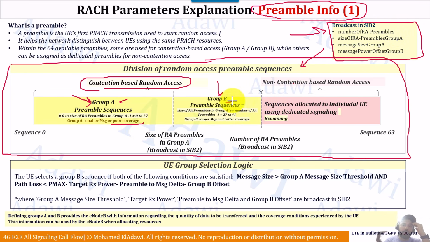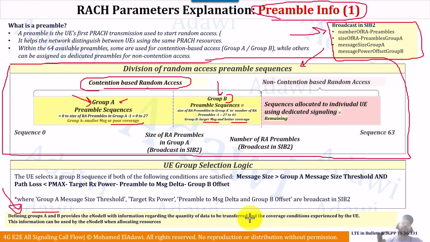The second part, which is group B, is within the same type of contention-based random access, called group B. This is mainly used whenever you have a larger size of message 1 or a better coverage. And as indicated by the bottom comment here, the main use case of defining group A and group B is that it provides the eNB or the BTS with information regarding the quantity of the data to be transferred.